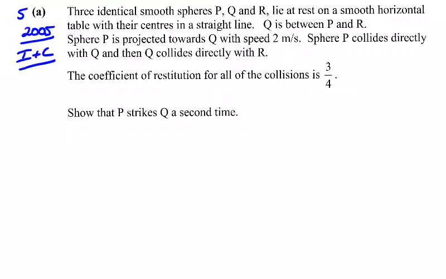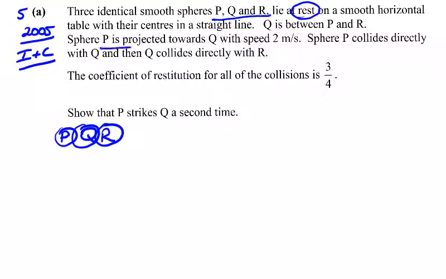2005 Impacts and Collisions. We have three identical smooth spheres, P, Q and R. They're lying at rest, very important, on a smooth horizontal table, with their centers in a straight line. Q is between P and R. So here we have my three spheres.